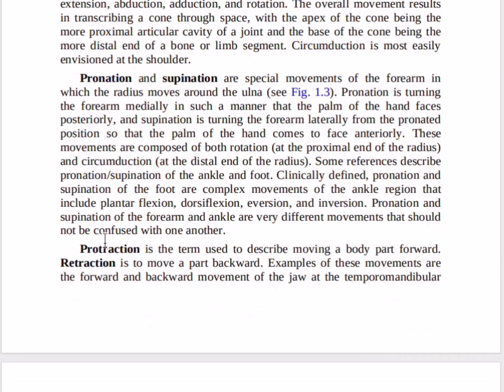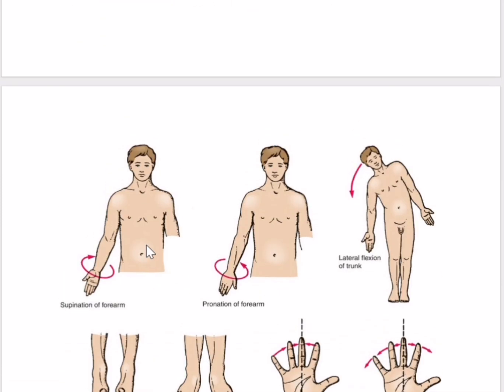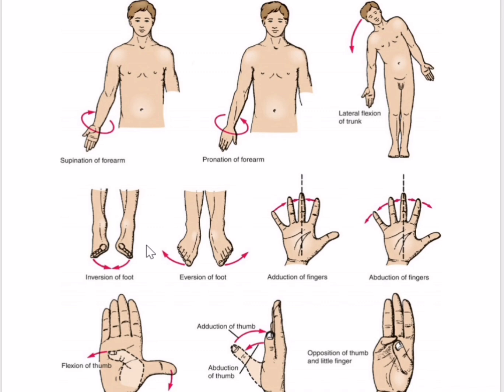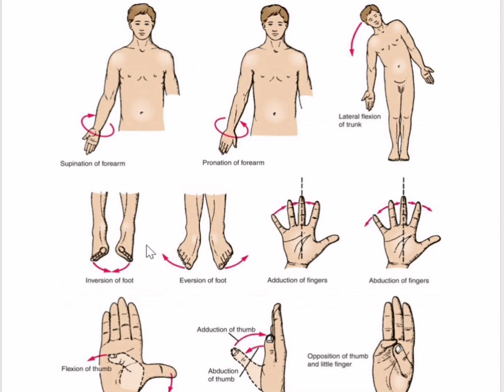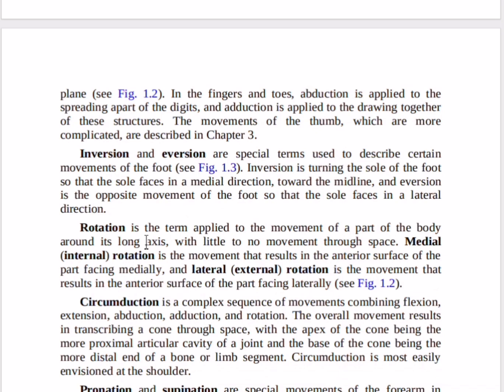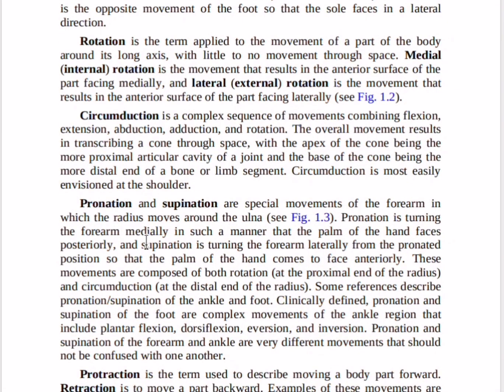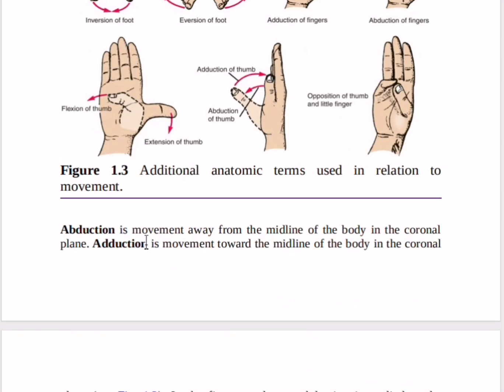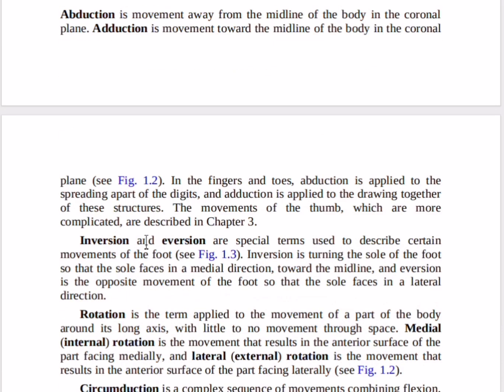Then protraction and retraction. You can do protraction and retraction on your back muscles here. You're moving forward, protracting, then retracting outwards, protracting inwards, retracting outwards. Even your jaw, you can protract, move it anteriorly, or retract, move it posteriorly.